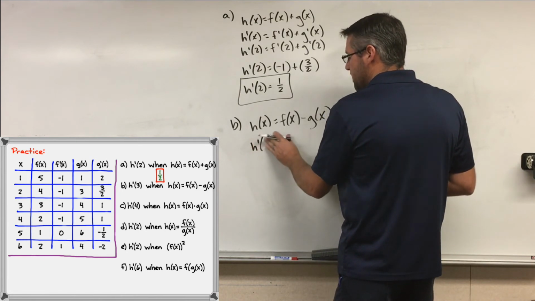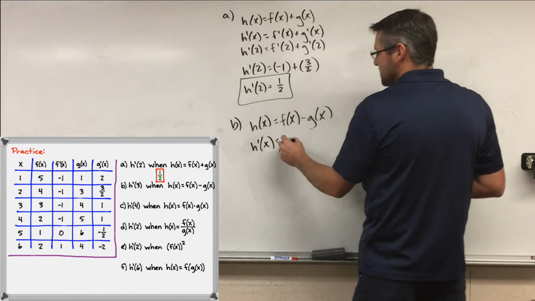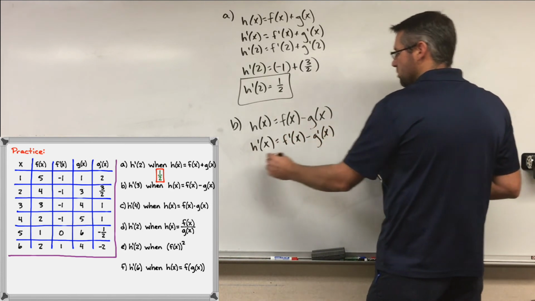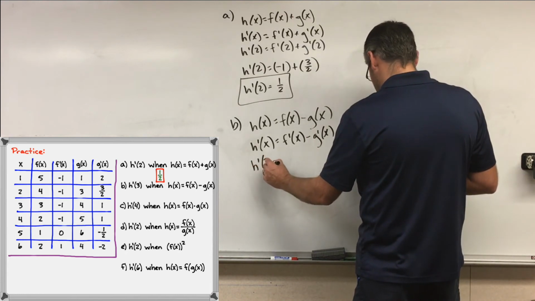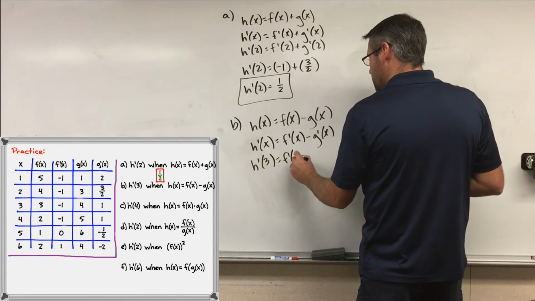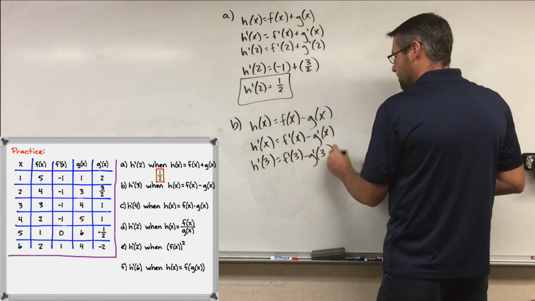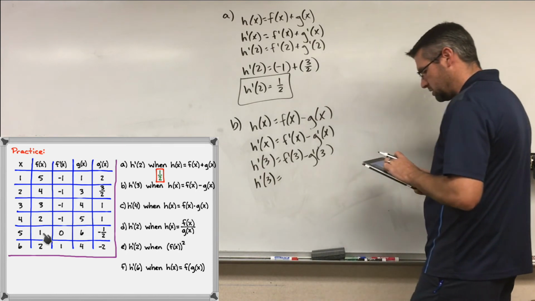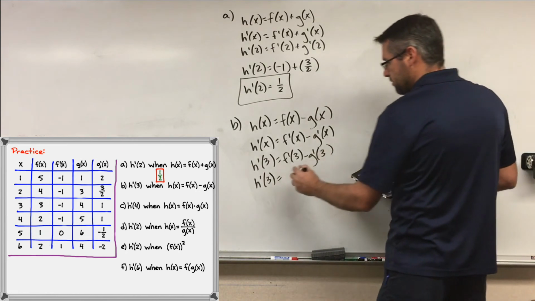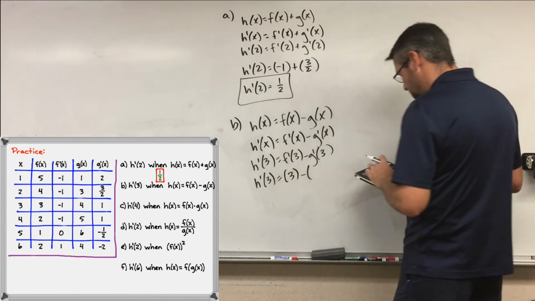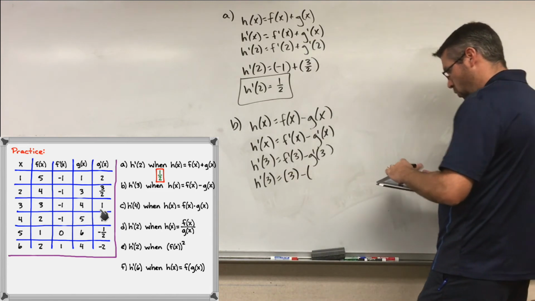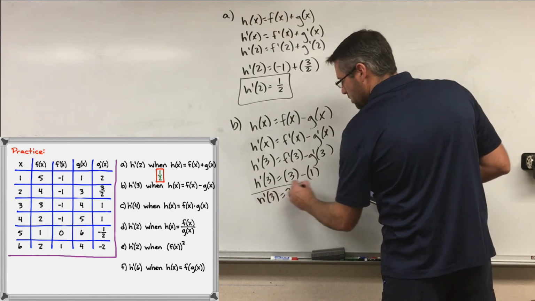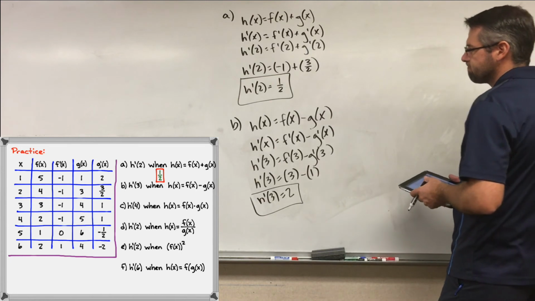So I want h prime of 3, so let's find h prime of x. Again, that's a difference, so this should be pretty easy. So it's f prime of x minus g prime of x. That's simple. So h prime of 3 is going to be f prime of 3 minus g prime of 3. So let's see, f prime of 3 is going to be 3 minus, and then g prime of 3 is going to be 1. So we get h prime of 3 is 2. And there we go, that's B.